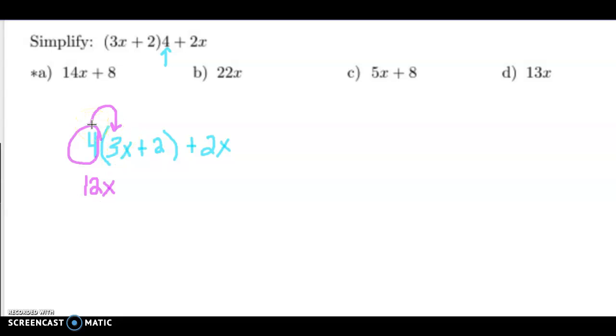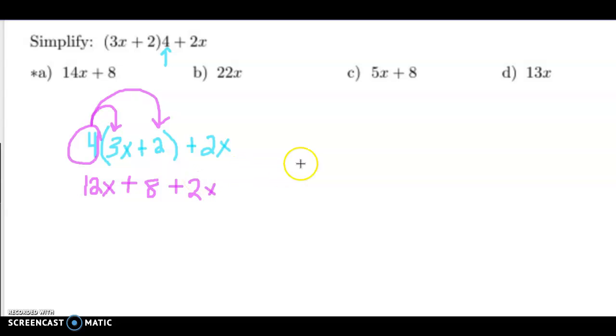Now I'm going to do my integer rules first. A positive times a positive is a positive. I bring it down. Then I multiply. 4 times 2 is 8, so I bring that down. The positive 2x was not a part of the parentheses, so I just go ahead and bring that down.